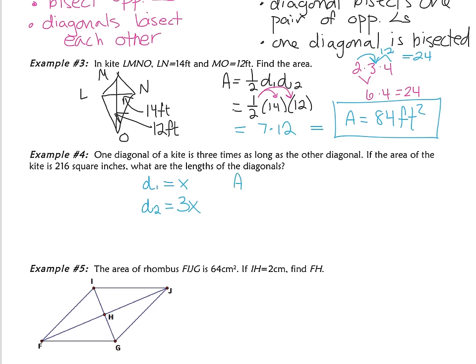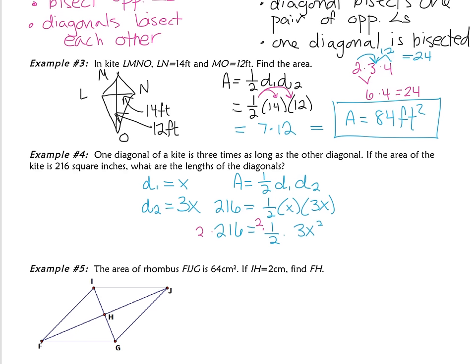So let's plug into our formula. Area equals 1/2 times d1 times d2. I get 1/2 x times 3x. And I know the area, so I'm going to plug in 216. Now, working through this, I'm going to have 1/2 times 3x squared. I could take half of 3 and have 1.5, but at this point I'd like to get rid of the fraction because 2 doesn't go evenly into 3. So I would multiply both sides by 2 to get rid of that 1/2. You don't have to. You can write that as 1.5x squared.